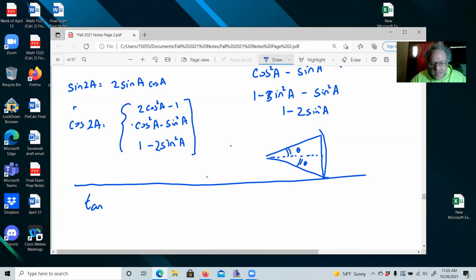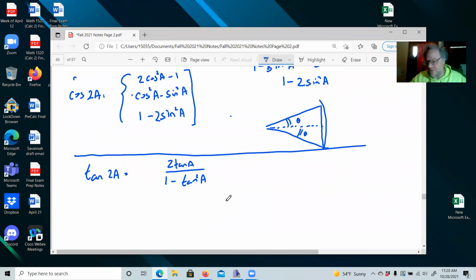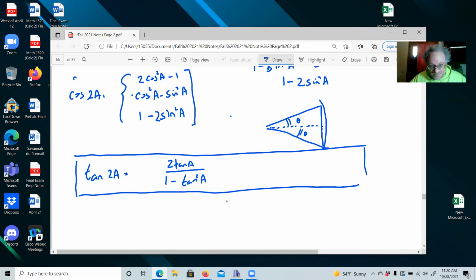So tangent of 2a, I think this is tangent squared. So it's 2 tangent of a over 1 minus tangent squared of a. I believe that's our formula for tangent. Because it was tangent of a plus tangent of b divided by 1 minus tangent of a times tangent of b, and we can do that. But we will look this up before we go off and have to do it.